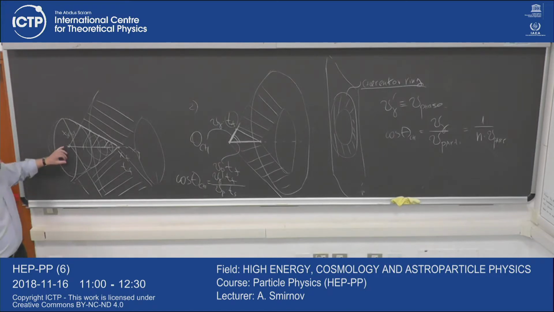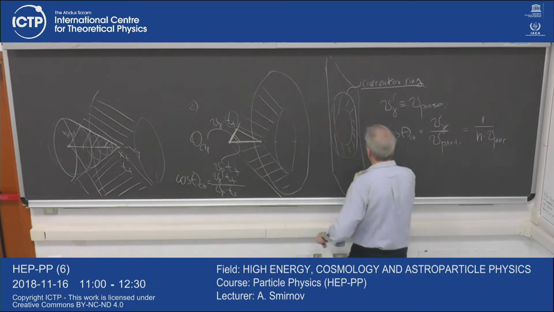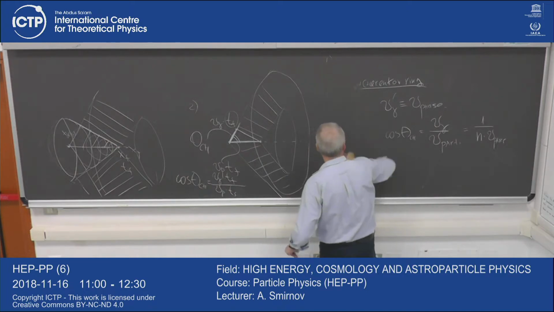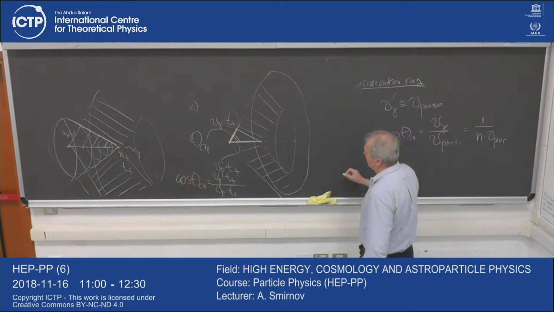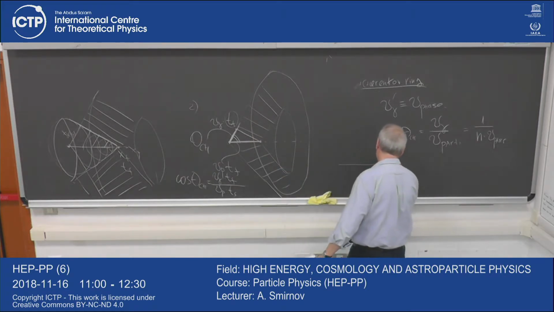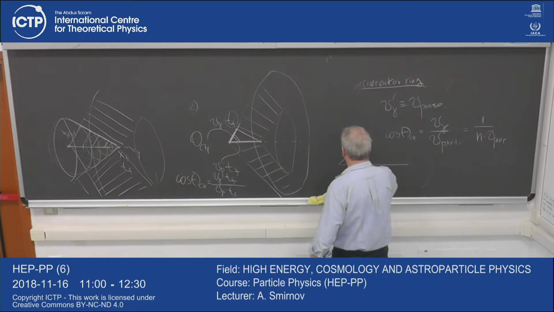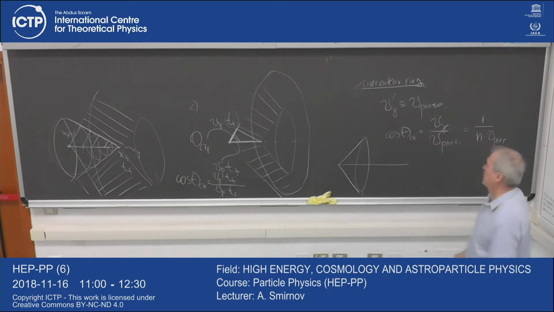So here the particle didn't lose any energy. Now suppose that the particle propagates and loses energy on ionization or some other mechanism. Then what happens is that the opening of the Cherenkov cone changes. So in the initial moment the cone was like this. Then the particle loses energy.